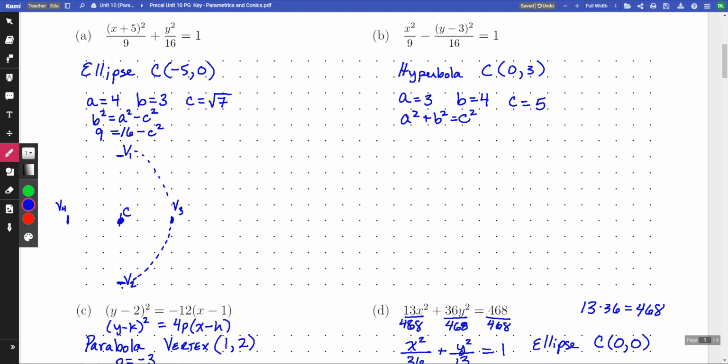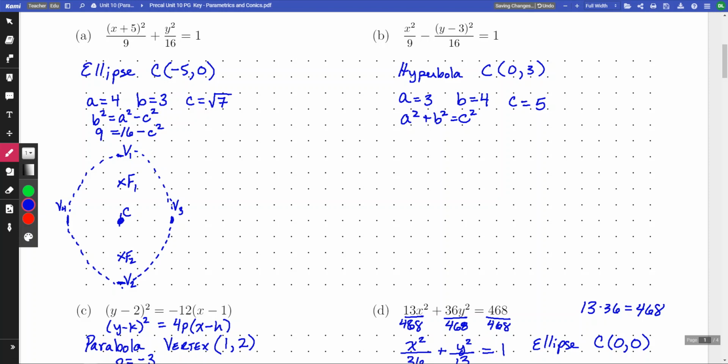And I'm going to have my ellipse. I need to draw in my ellipse, so I'm just going to kind of set this in. So I've got my ellipse. I also know that I'm going to have foci, and the foci have a distance from the center of root 7. So I'm going to have focus 1 above the center, and I'm going to have focus 2 below the center.